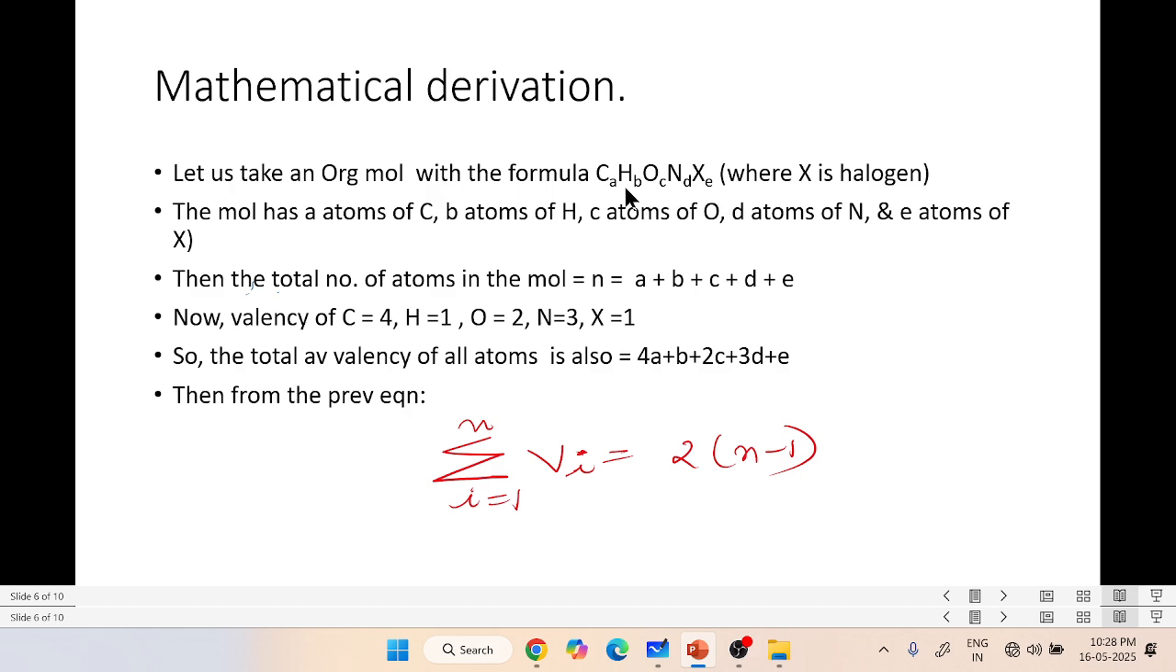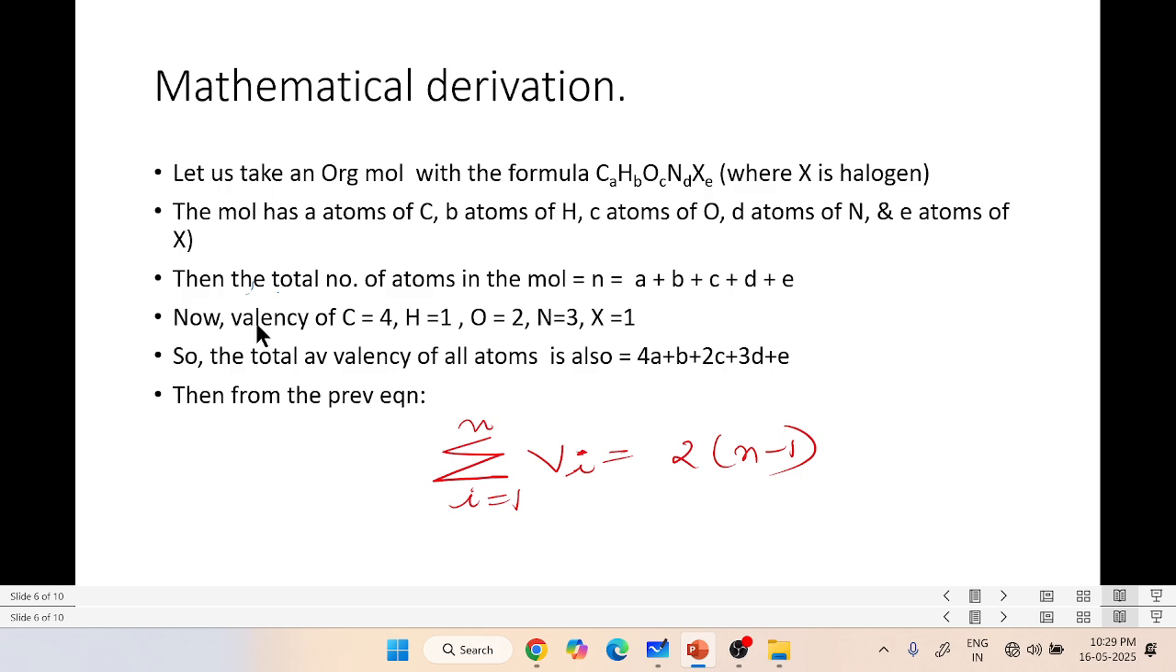CaHbOcNdXe. Now the coefficients below are the number of atoms of each of those kinds. So, as you can see, the molecule has a atoms of C, b atoms of H, c atoms of O, d atoms of N, and e atoms of X, right? So the total number of atoms in this molecule, which is n, will be equal to a plus b plus c plus d plus e, right?